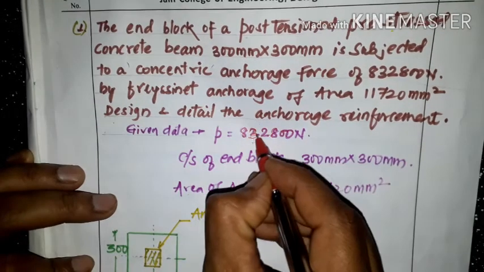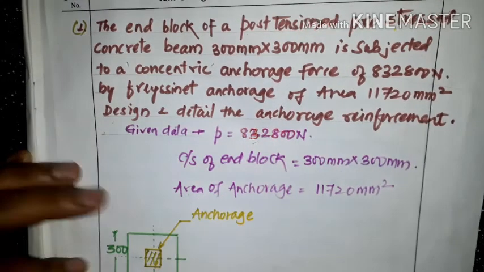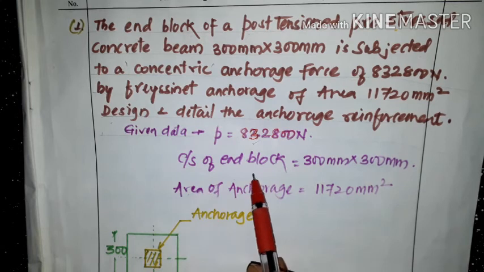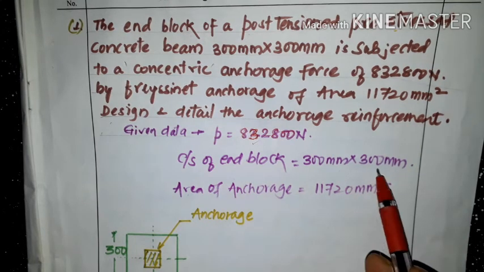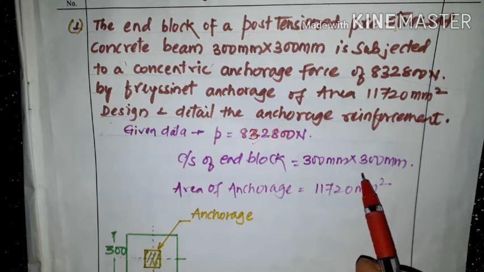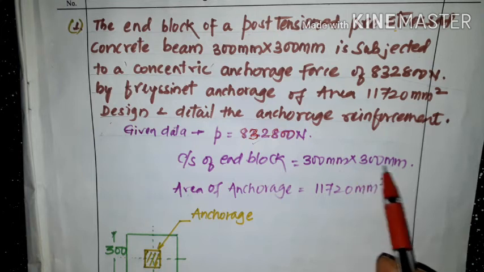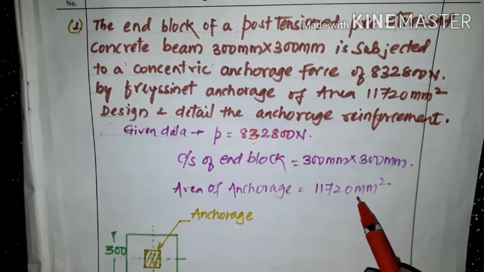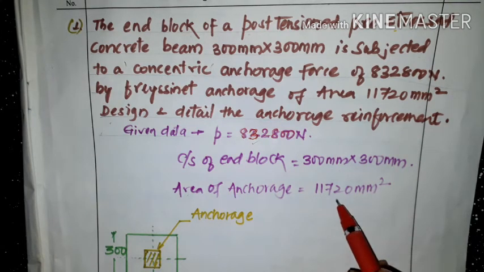So make a correction here. So it is 832800 Newton. Then the cross section of the end block is 300 mm by 300 mm. So we have to design the end block for a cross section at the end of 300 by 300, and the area of the anchorage is given as 11720 mm square. The anchorage plate has an area of 11720 mm square.